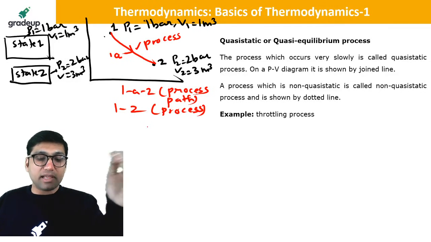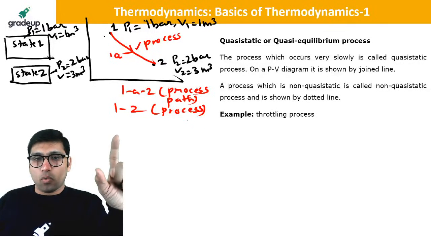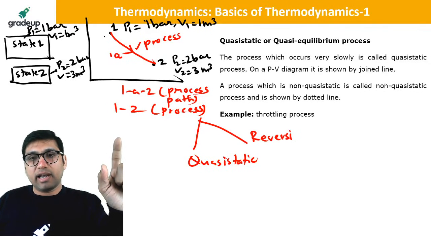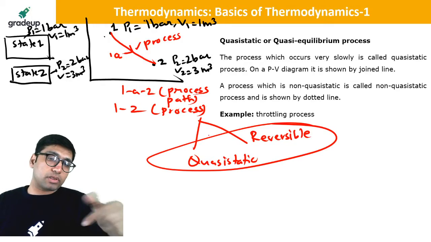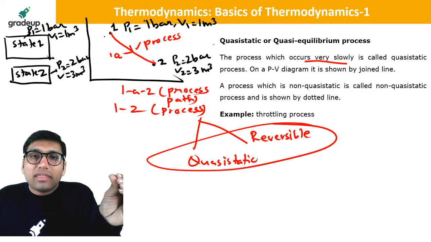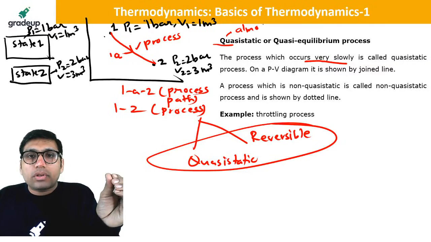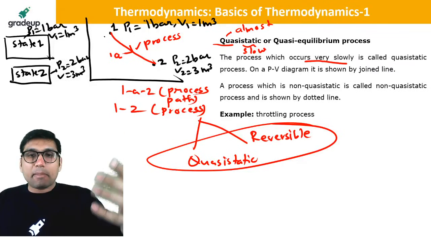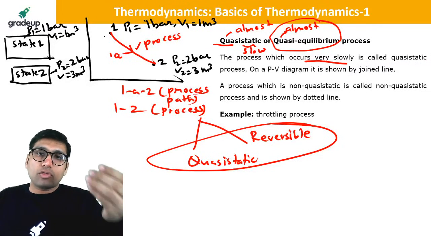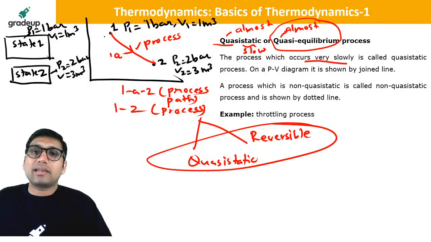Now this process can be categorized into two types. One is quasi-static process and the other is reversible process. We can totally divide it into two parts, quasi-static and reversible process. What is quasi-static? A process which occurs very, very slowly. Quasi means almost, and static means slow, very slow process. Another name of quasi-static process is almost equilibrium. A process which is almost in equilibrium or which is almost very slow, that is called a quasi-static process.